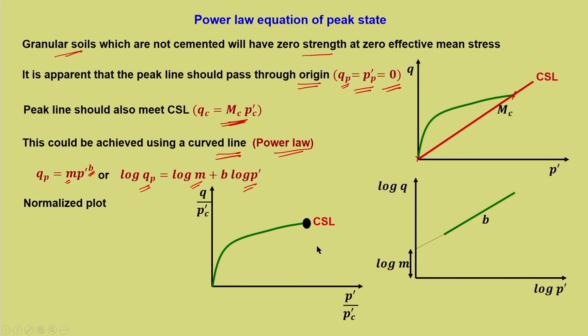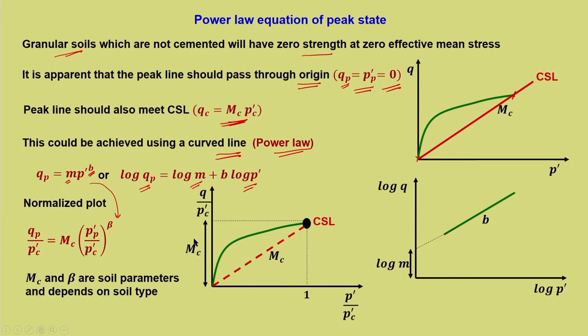We can write the power curve in this particular manner, and this particular intercept will be equal to Mc, because the slope is Mc that we have seen. Since this is 1, this distance becomes Mc. So, we can write the equation for this curve as qp/p'c equal to Mc times (p'/p'c) raised to beta. So, the same equation is altered in the normalized plot, where Mc and beta are soil parameters and depend only on the soil type.